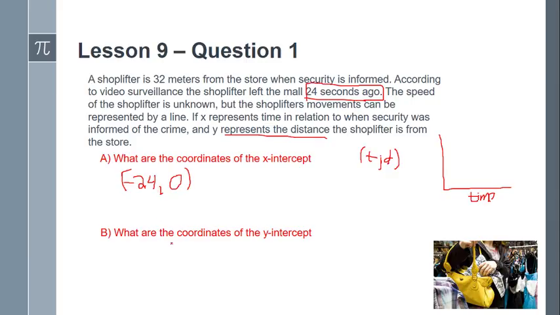Well, how about the coordinates of the y-intercept then? So the y-intercept, remember, is when x is 0. So in this case, that means at time 0, what was the distance from the mall? Remember, time 0 means when security is informed of the crime. And it says right here that the shoplifter was 32 meters from the store when security is informed. So that's time 0. How far is the shoplifter from the store? Well, in this case, 32 meters. All right, so those are our x and y intercepts.